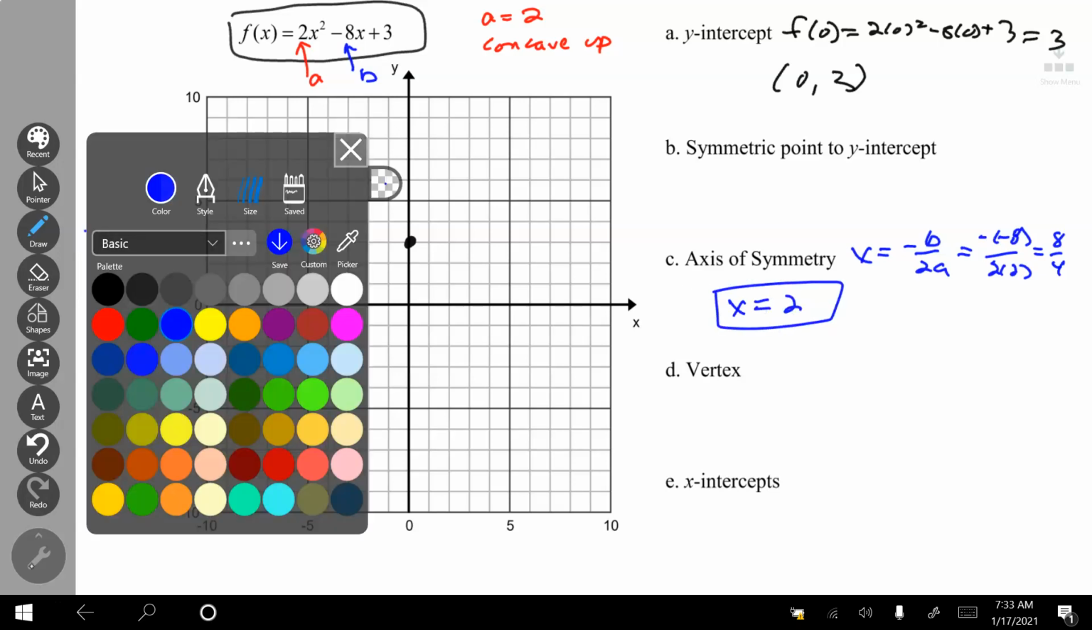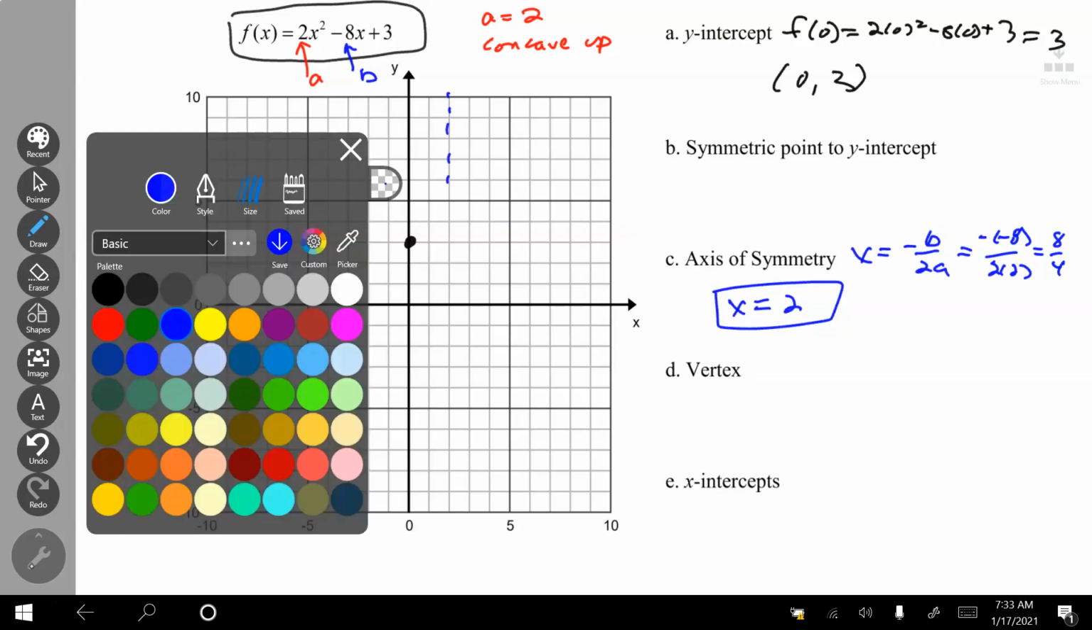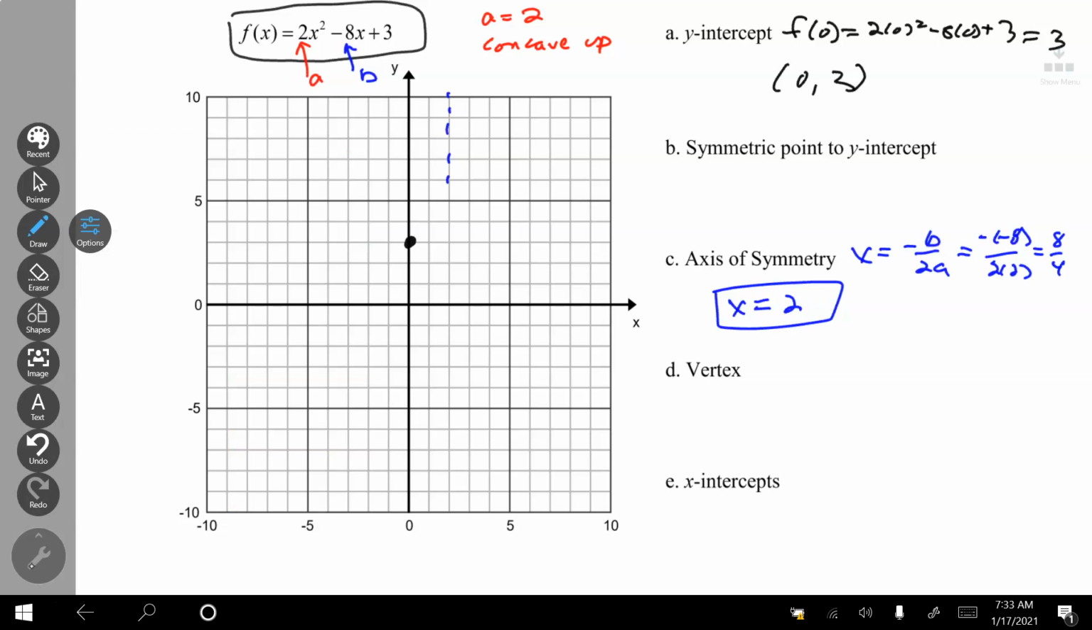So I can graph the axis of symmetry here in red. I get x equals 2. And now I could draw its buddy point. If this is 2 squares away from the red, I need another point 2 squares away from the red, so I get the point 4, 3 as its buddy point.